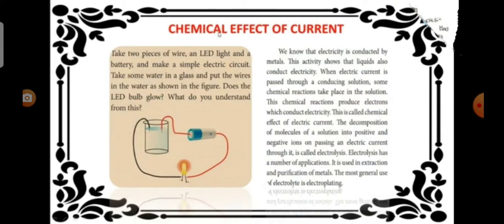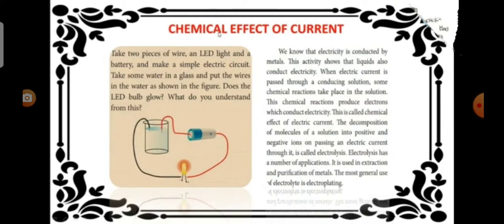We know that electricity is conducted by metals. This activity shows that liquids also conduct electricity. When electric current is passed through the conducting solution, some chemical reactions take place in the solution. This chemical reaction produces ions which conduct electricity. This is called the chemical effect of electric current.